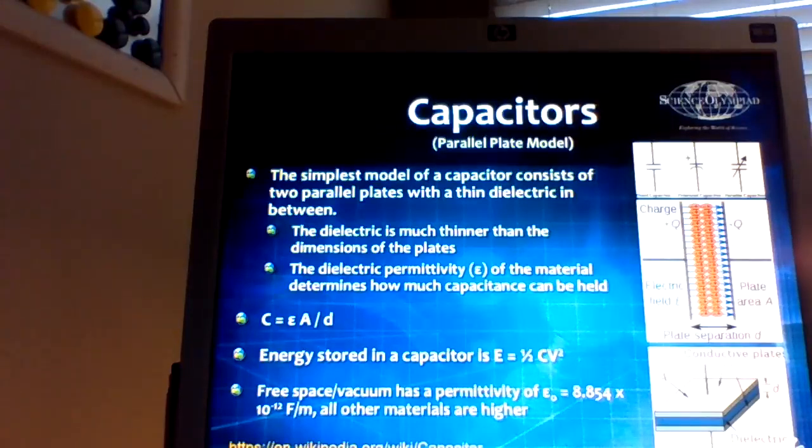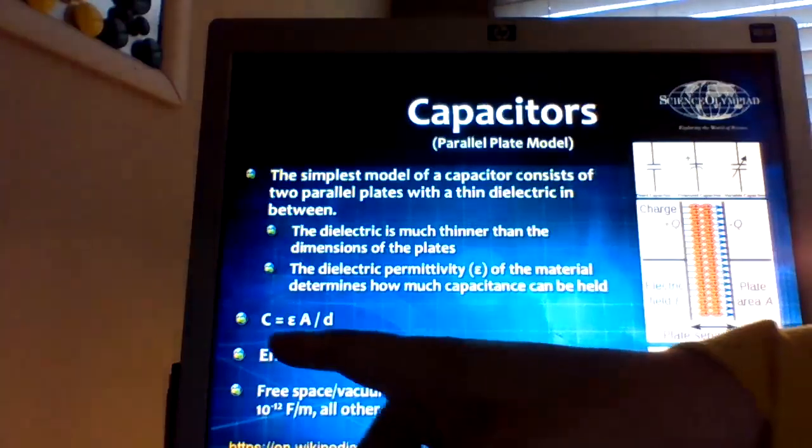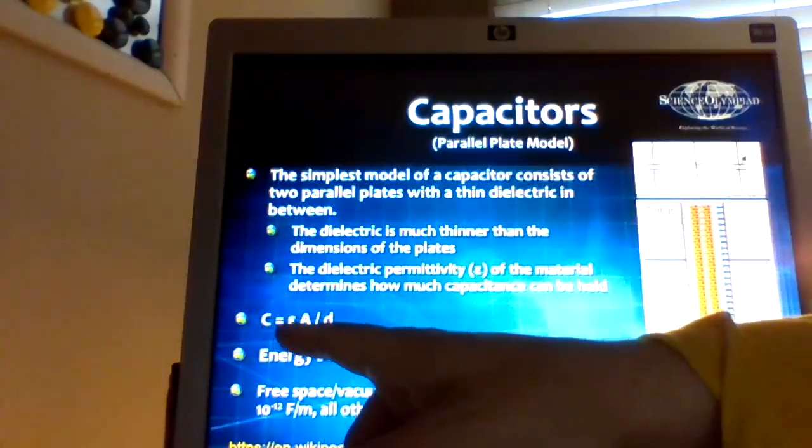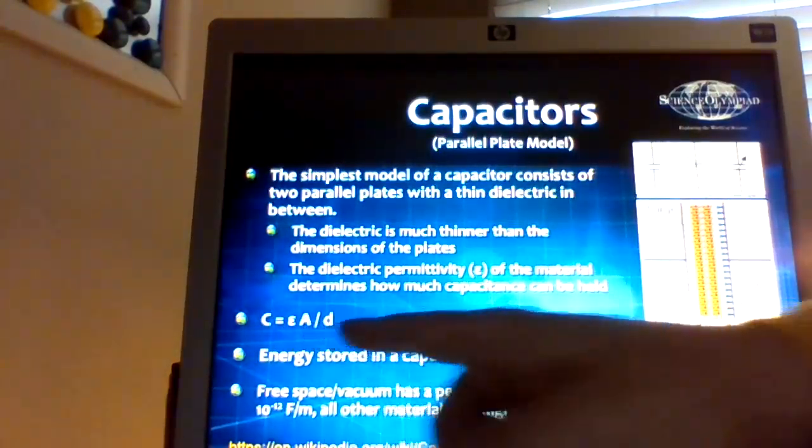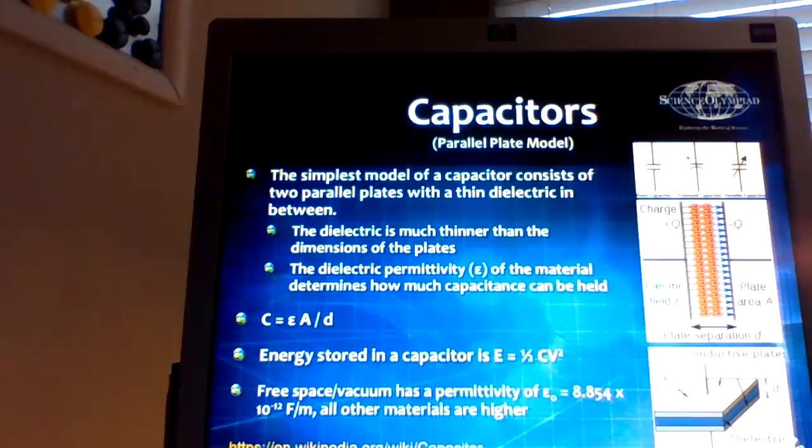So one thing to keep in mind is that I may ask you to, given the dimensions and the materials, tell me what is the capacitance. And that is equal to C. The capacitance is equal to epsilon times A divided by d. And epsilon is the dielectric permittivity of the material. So that determines how much capacitance or how much electric field can be held. Keep in mind, you do not want a conductive material because then all the charges will just go from one side to the other and you won't have any capacitance at all.